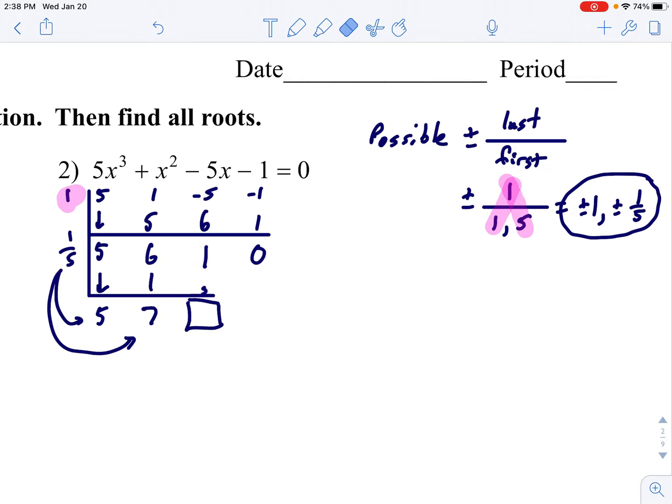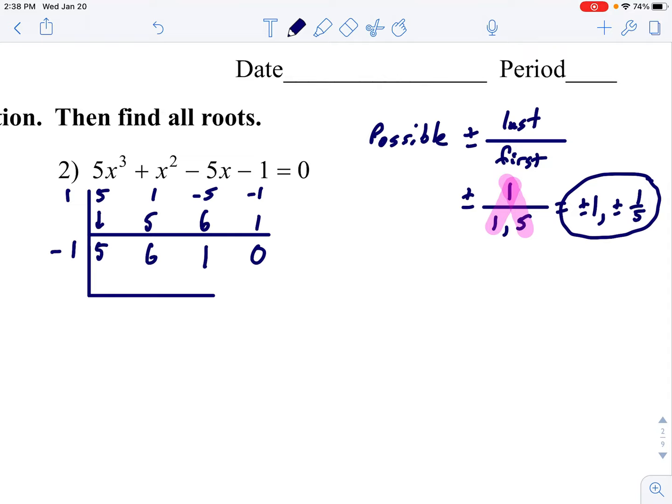Since that fails, well, using the iPad, I can just erase my work and start over with something else. If you're doing this on paper, hopefully you're using a pencil so you can erase it. If you're using a pen, that's about the worst thing you could do. Anyway, 1/5 failed. So I tried positive 1, it worked. I tried positive 1/5, it didn't work.